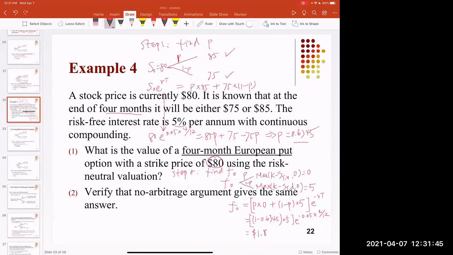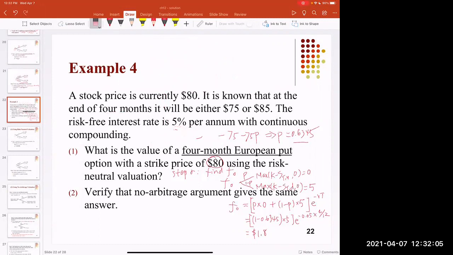Okay, so this is about question 1, and we know the option value is 1.8. So I'm going to need the space for question 2. We want to see if we can get the same answer, 1.8, for question 2. Question 2 asks you to use a no arbitrage argument to get the same answer.